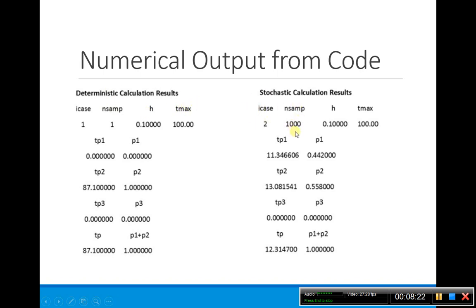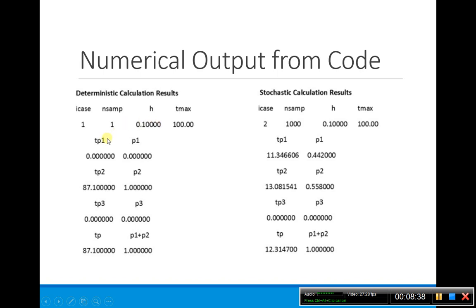If you go over here, your sample, we're going to run it 1,000 times. So the initial code runs it 1,000 times. Our maximum time is 100. That's the same for both. And our time step is 0.1 for both.